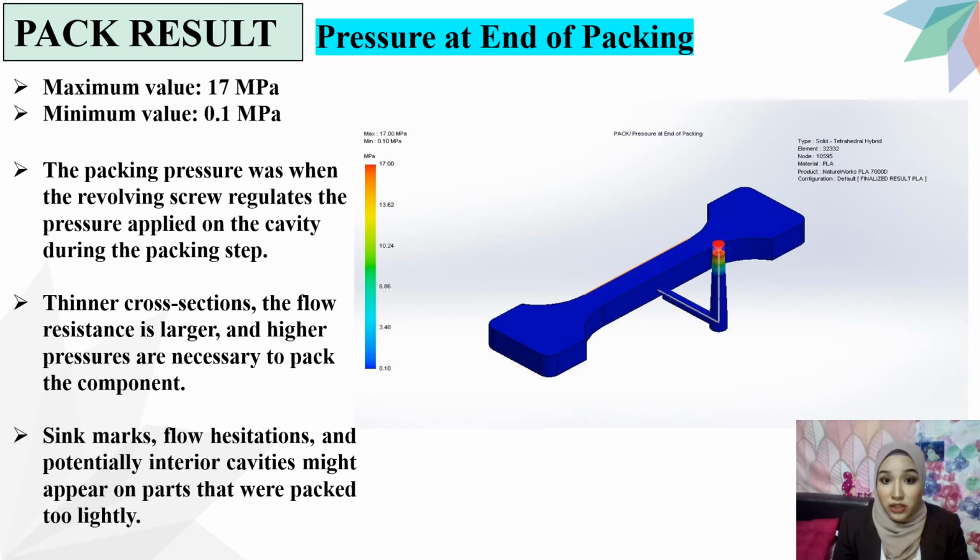The packing pressure is the pressure that the revolving screw applies during the packing step. With a thinner cross-section, the flow resistance is larger and high pressure is necessary to pack the components. Defects such as seam marks, hesitation, and potential leaks into the cavities might appear on parts that were packed too lightly.